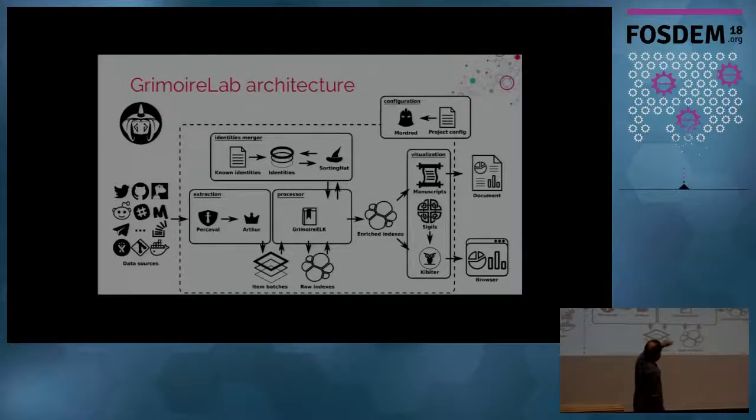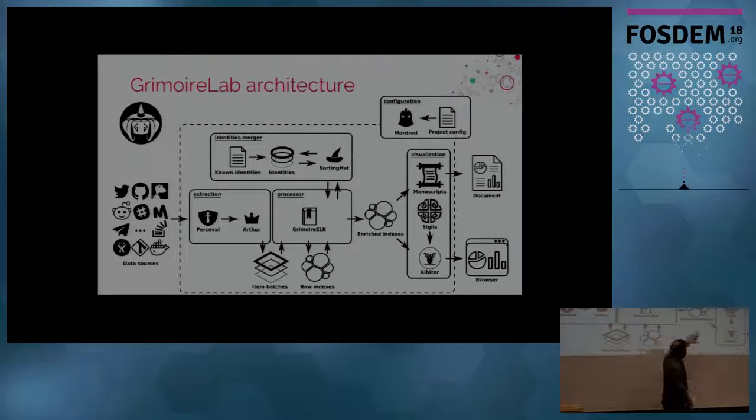So again, GrimoireLab uses the data from identities and produces the enriched indexes, which are a summary of the raw indexes. And the enriched indexes can be used, of course, directly if you want. You can just connect a pandas notebook, for instance, here, and do queries directly in Python and put that into a pandas data frame and do all kinds of stuff with it if you want.